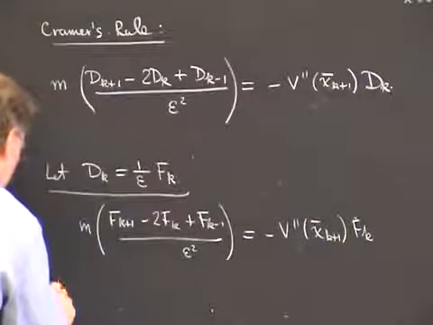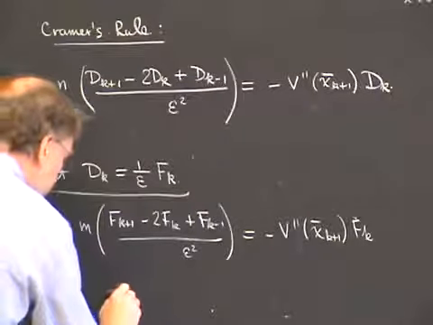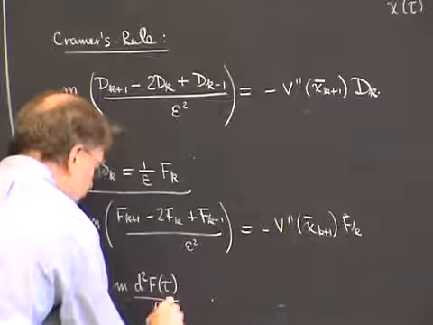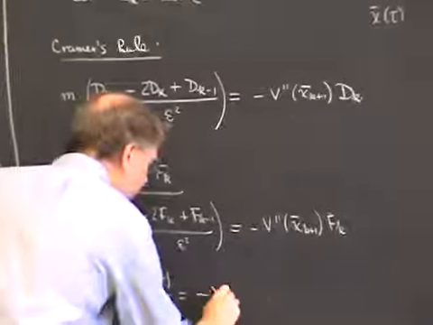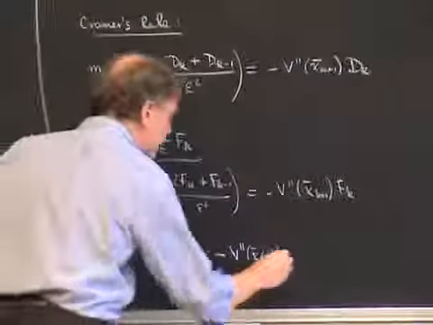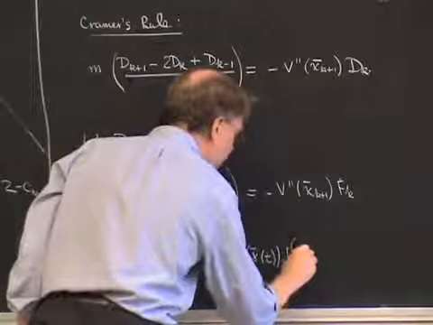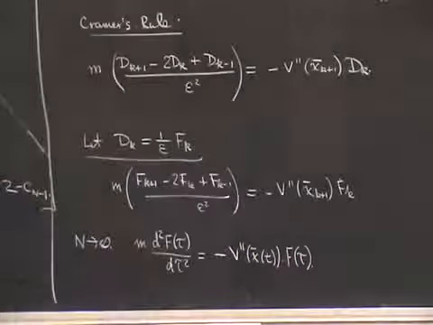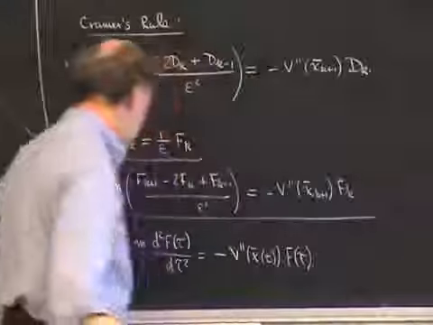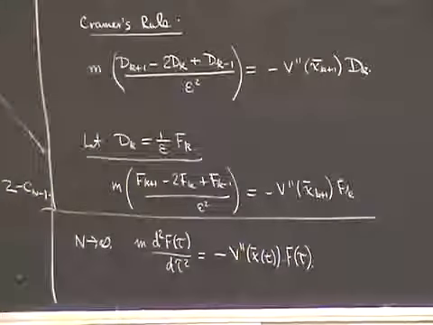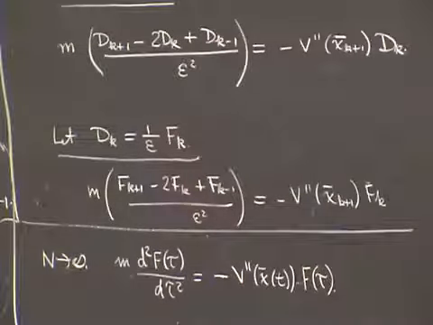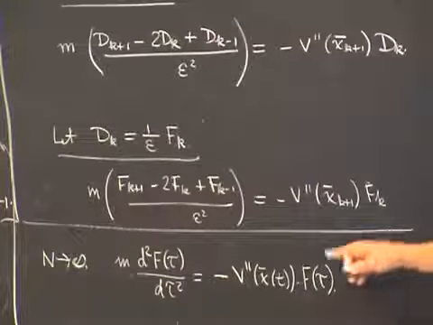And then in the limit that n goes to infinity, this turns into m times d squared f, now a function of the continuous variable tau, over d tau squared, equal to minus V double prime evaluated at x bar of tau, that's the classical orbit, times f of tau. So in that limit it becomes a differential equation, and one that actually has an interesting interpretation in classical mechanics regarding nearby orbits, as I'll explain in just a moment.